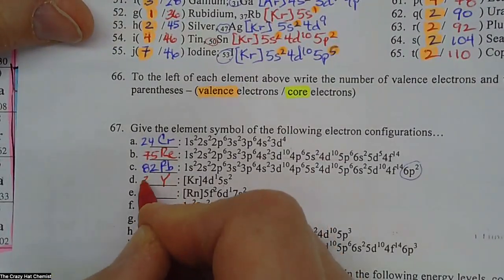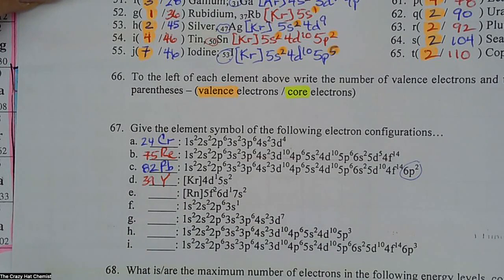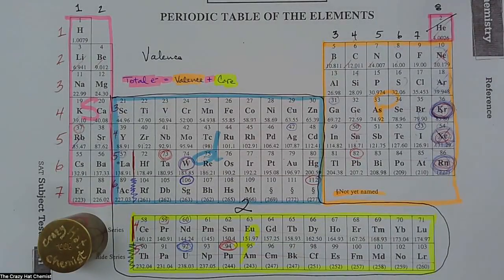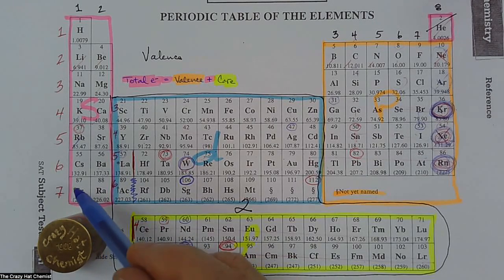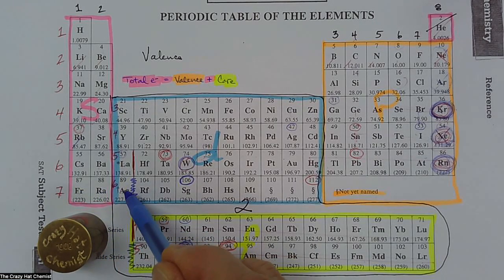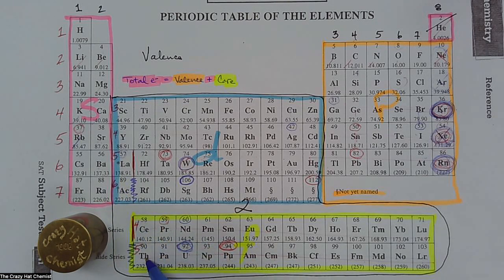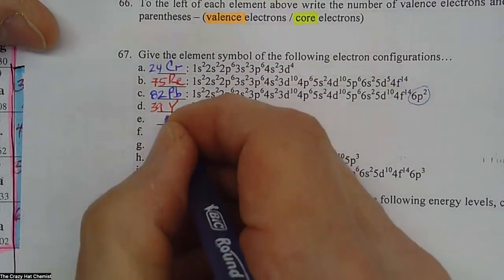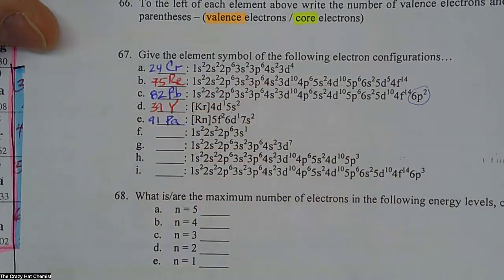Why 39? Not why 39, like why is it 39? Right, it's element number 39. Next one is radon 5f2 6d1 7s2. So let's find that here. So that is radon. And then it is 7s2, 6d1 and 5f2, Pa, number 91. Pa, number 91. Perfect. All right, next one.